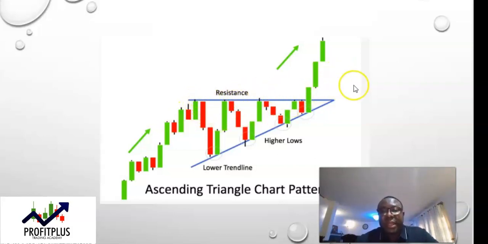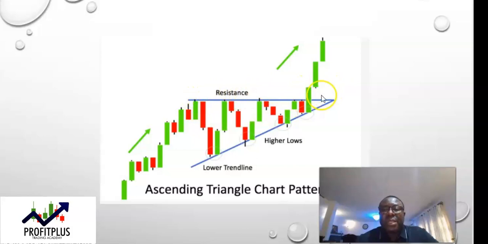There is a resistance line, and here is a support line. You find out from here, this is the impulse. It hit the resistance level and dropped down to establish both the resistance and the support, and pushed the resistance down to the support. It continues this way until on this day it broke the resistance level.